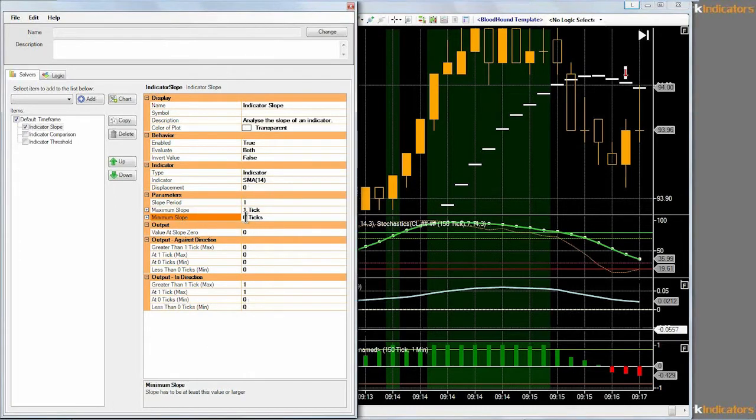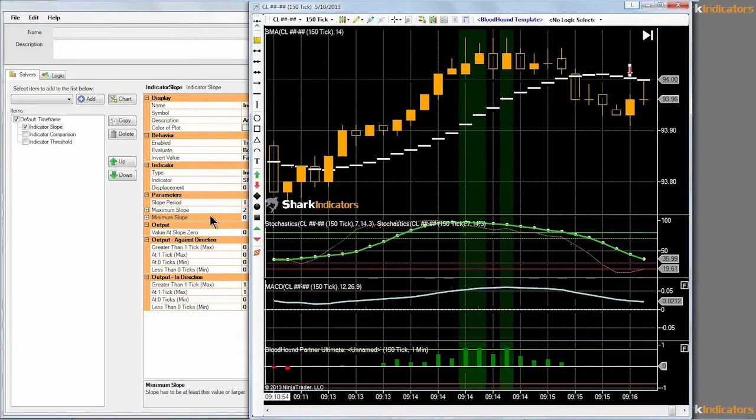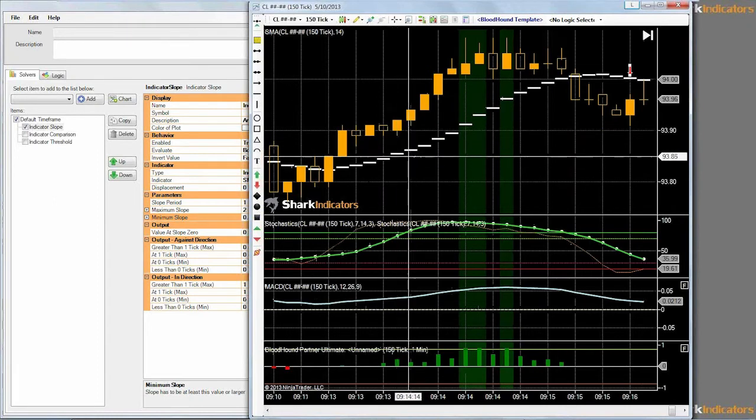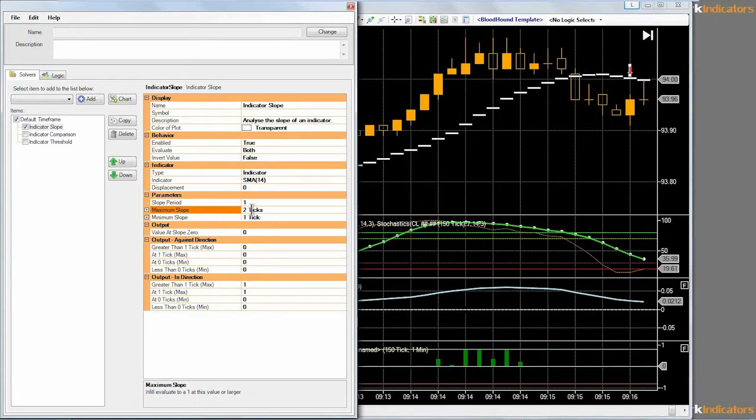Let me go one step further here, and change my requirements. Let's say I'm looking for a really steep slope. I want to be looking for when the SMA gets into a really steep rise. 2 ticks is going to be pretty steep, but I'm really not interested in the slope of the SMA until it at least reaches 1 tick. So now my requirements are from 1 tick to 2 ticks, or essentially greater than 2 ticks.